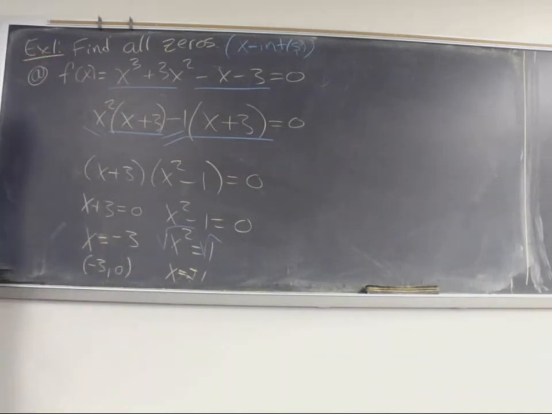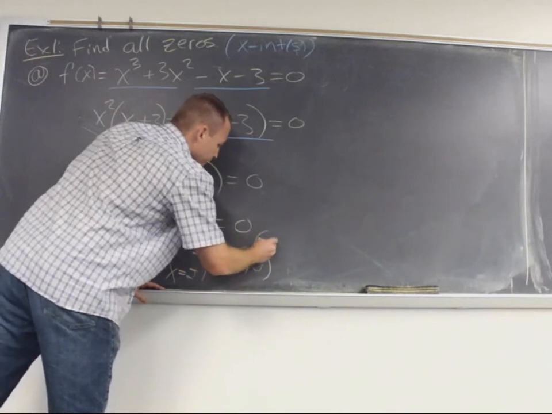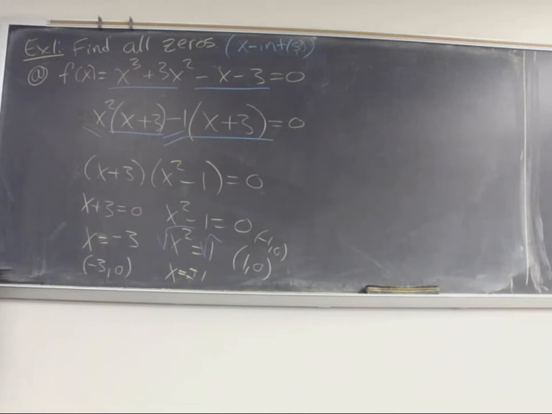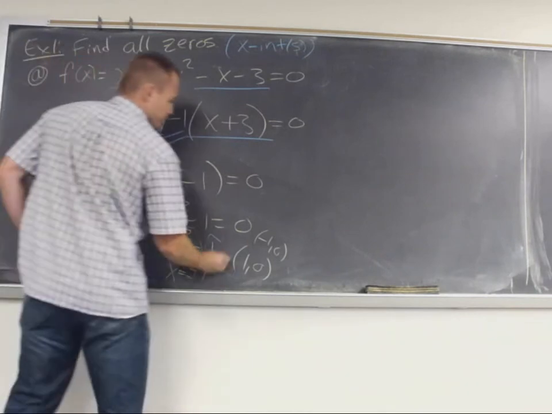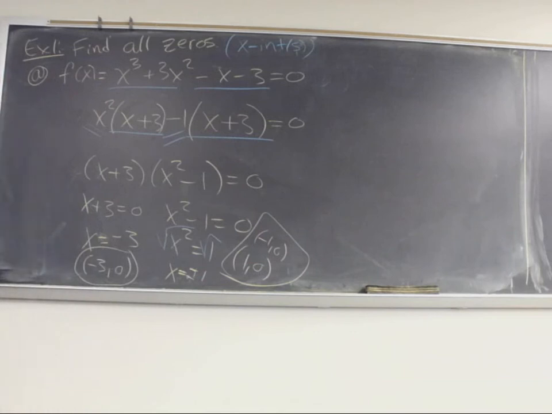Sorry, I'm getting kind of low down there. So you get (1, 0) and (negative 1, 0). So I know what my answer is. All right, so that's finding zeros.